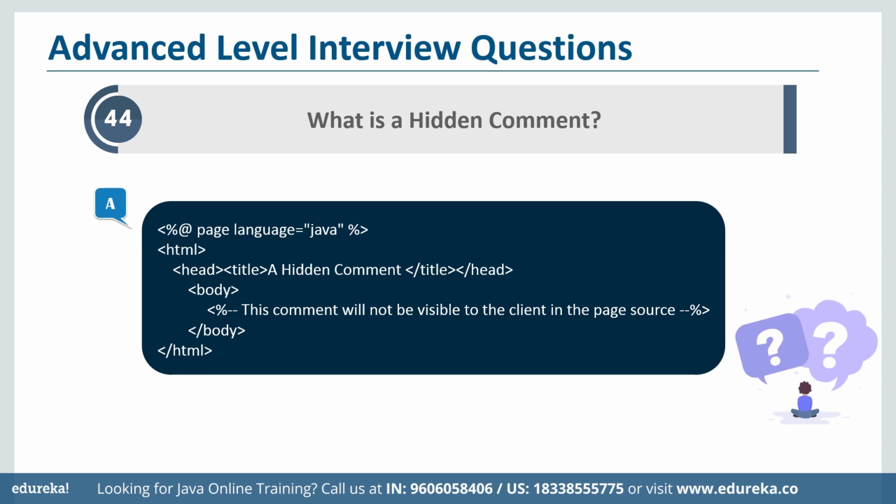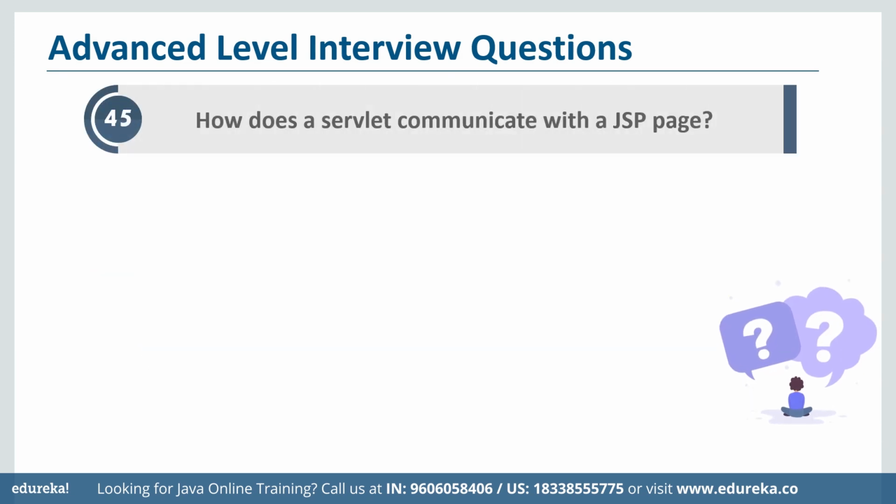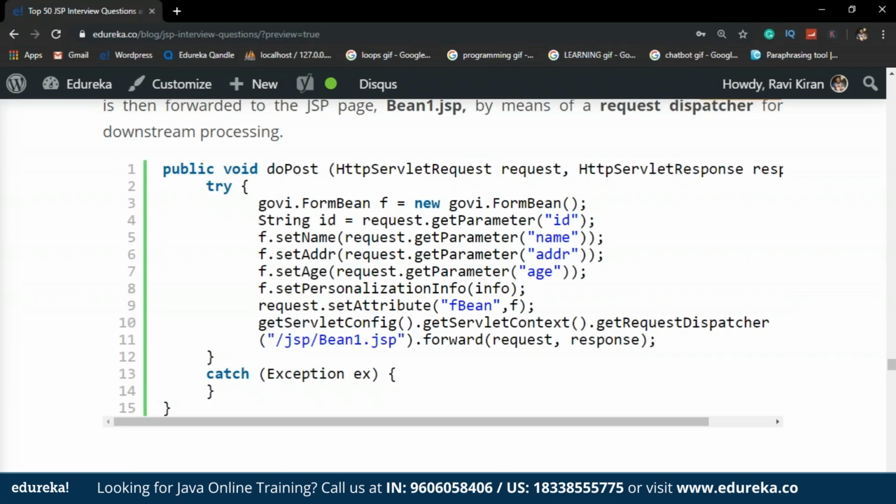Now, let us move on to our next question. How does a servlet communicate with a JSP page? The answer for this question is, the following code snippet shows how a servlet instantiates a bean and initializes it with the form data posted by the browser. The bean is then placed into the request and the call is then forwarded to the JSP page, bean1.jsp, by means of a request dispatcher for the downstream processing.